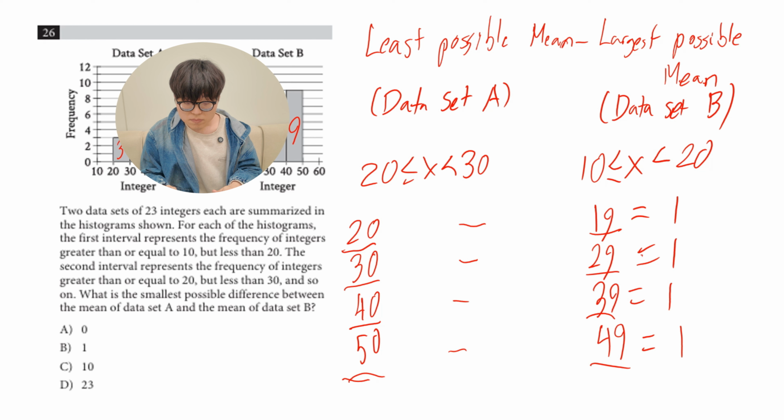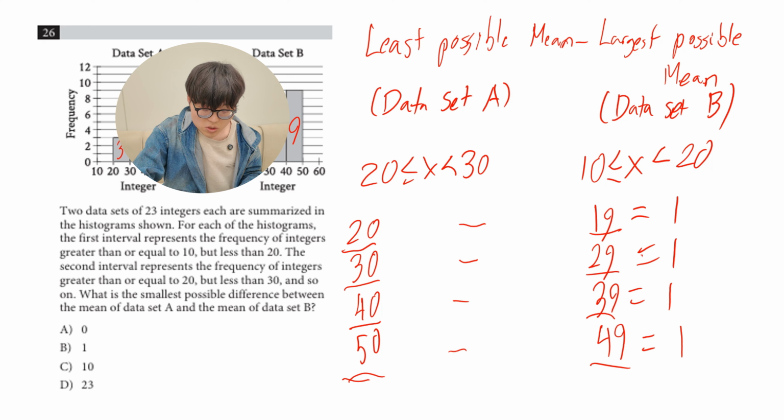So all the values in this scenario, where we're trying to find the least possible difference between the mean averages, would have a difference of 1. If all the values have a difference of 1 between dataset A and dataset B, that means the mean average of dataset A and dataset B is also going to have a difference of 1 in order to have the least possible difference between the two datasets. So naturally, the answer to this question would be B, 1 here.